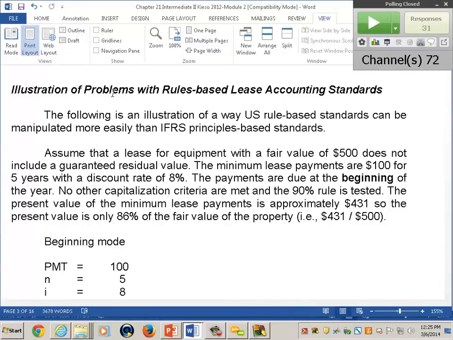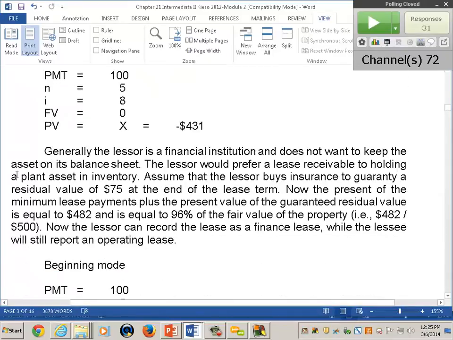Lessor, though, wants the capital lease. How do they do it? Well, here's the gimmick that has been used for years. Now the lessor buys insurance from a third party to guarantee the residual of 75. By the way, that residual could come from another entity. That guarantee could come from a related party, an off-balance sheet trust company, a related company. So that residual is now guaranteed.